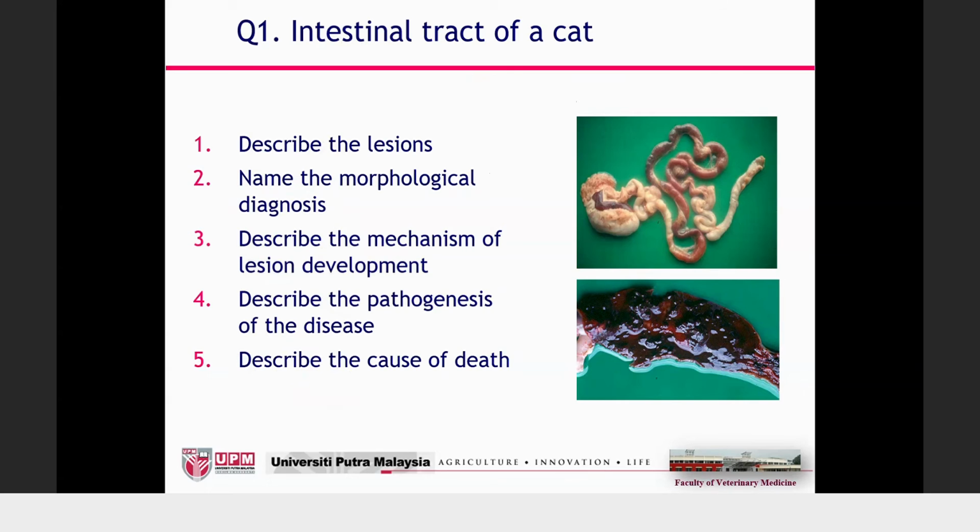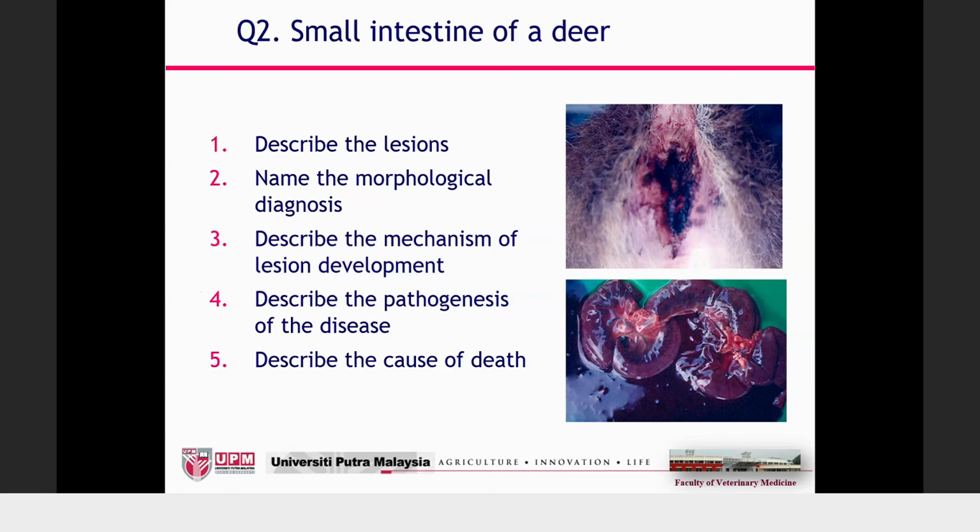Same thing again. You will be asked to describe the lesion. I think I described this during the lectures. You are asked about the morphological diagnosis, the development of the lesion, the pathogenesis, and cause of death. Same questions, yeah? But of course, this will refer to the intestinal tract of the cat. Please remember, when you have a cat, what are the common diseases leading to hemorrhagic enteritis in the cat. Yeah, this is more hemorrhagic enteritis. Remember the 5 types of lesion on the intestine. This is hemorrhagic enteritis.